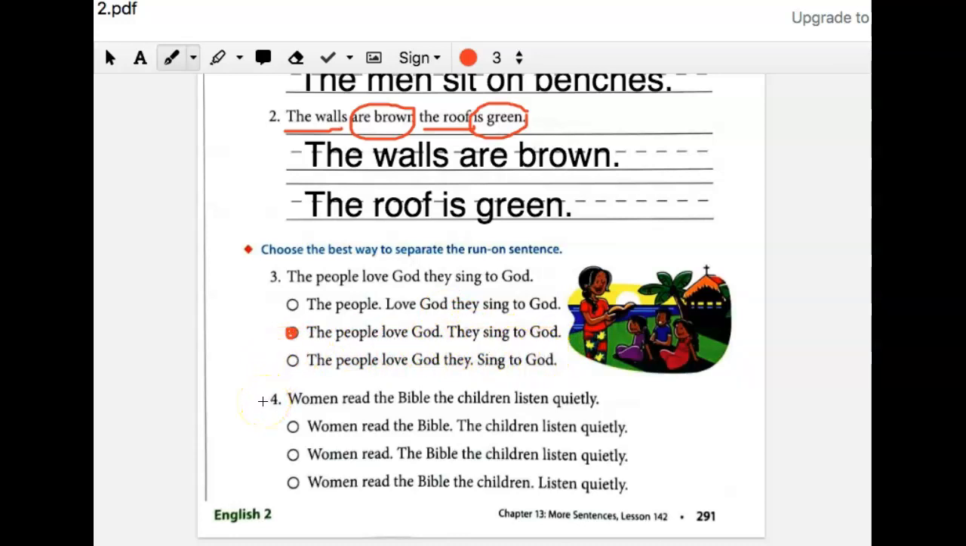Number 4. Women read the Bible, the children listen quietly. This is a run-on sentence. Then what is the best way to separate the sentence? Here are the three choices. The best way to separate the sentences is choice number 1. Women read the Bible.